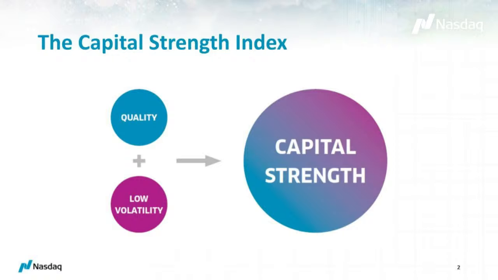And this is an index that tracks these top 50 names that are high quality and have low volatility characteristics. This index is tracked by the First Trust Capital Strength ETF, FTCS. And so what this gives you is an index that is comprised of companies and industries that are very different than traditional value indexes or strategies, as well as traditional market cap or even growth indexes.